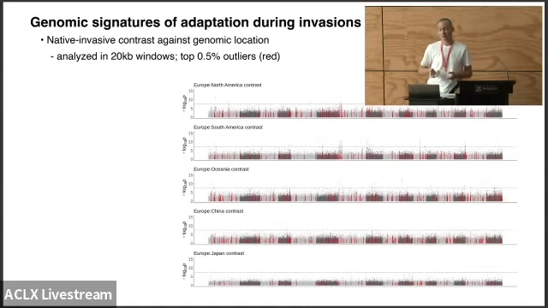Windows that are enriched for outlier SNPs, the top 0.5% of these, are highlighted in red, and these are sort of like candidate outlier windows. And just eyeballing this data, we can see that there are several regions which appear to be shared between these invasions.